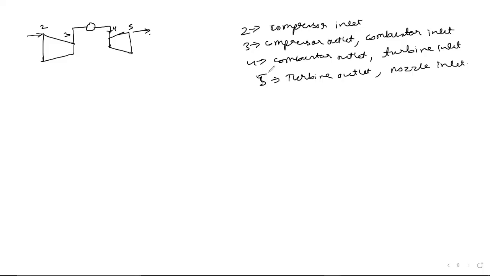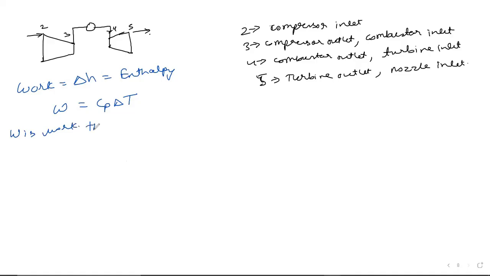Now, work, if you want to consider, what is work? We all know that work is basically enthalpy. And enthalpy is Cp delta T, change in temperature. So here W, work, is basically work transfer per unit mass flow rate.